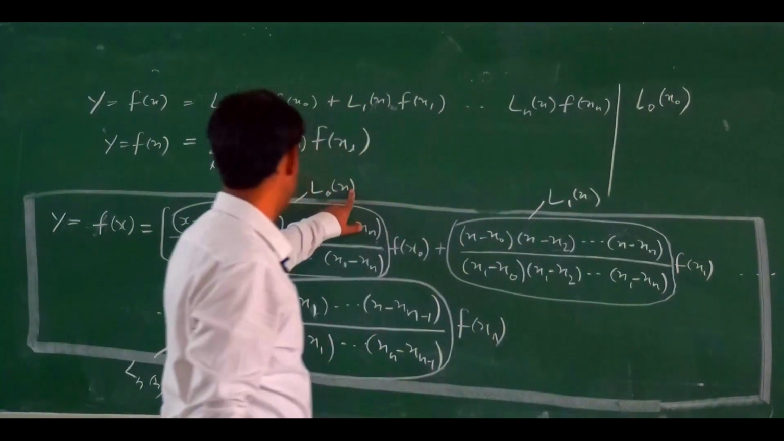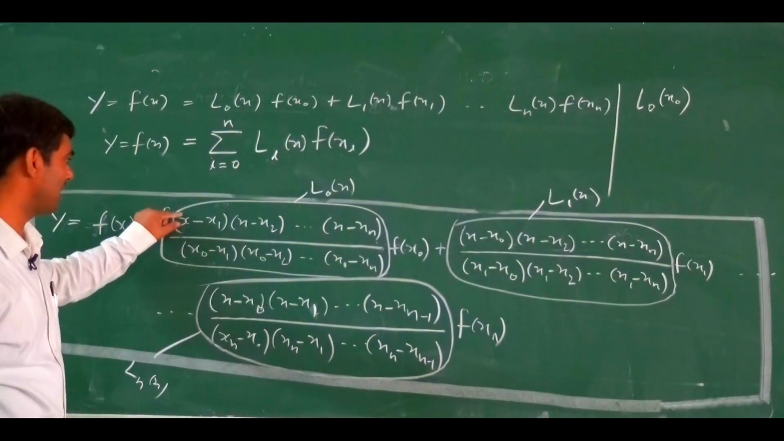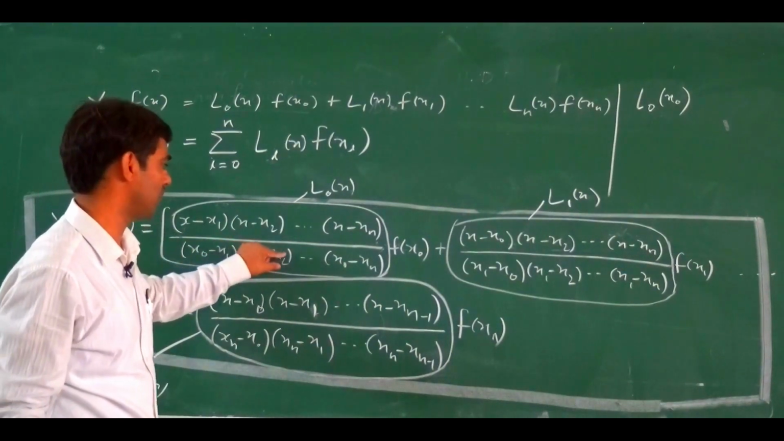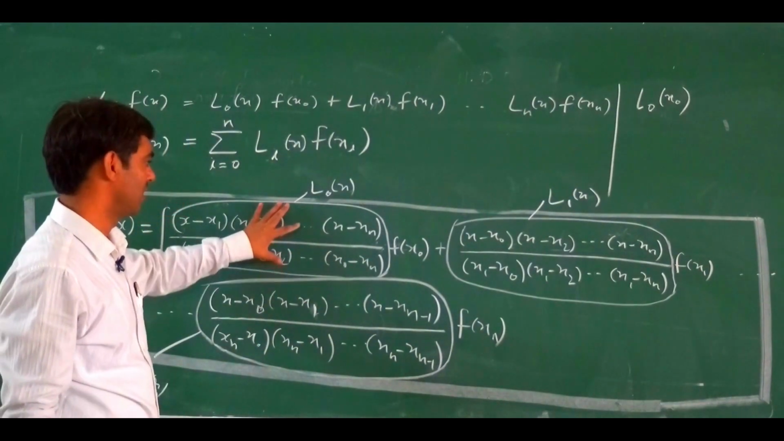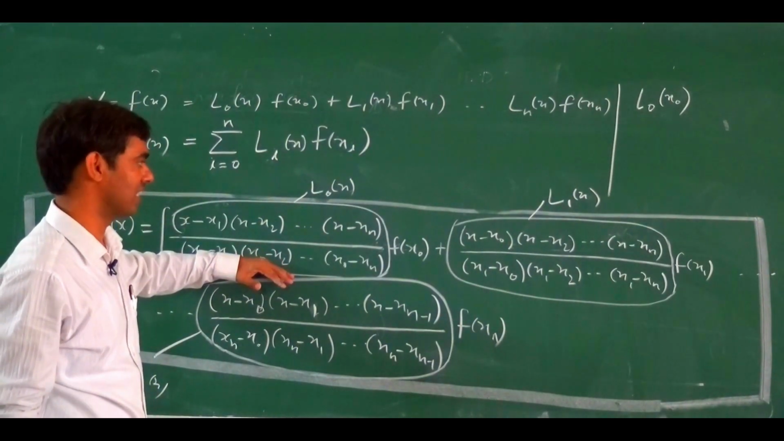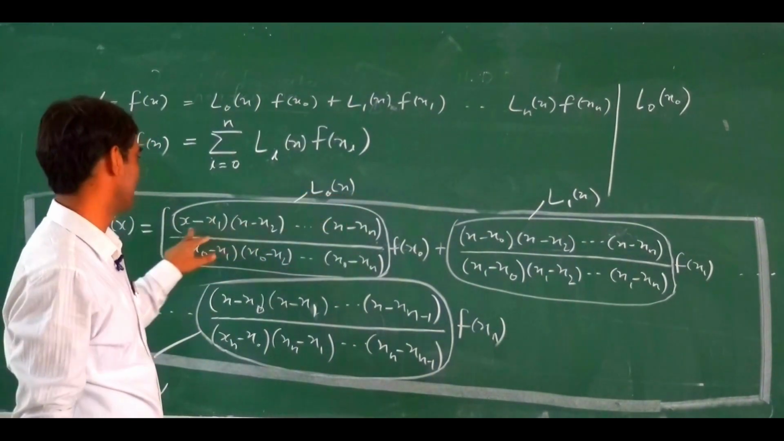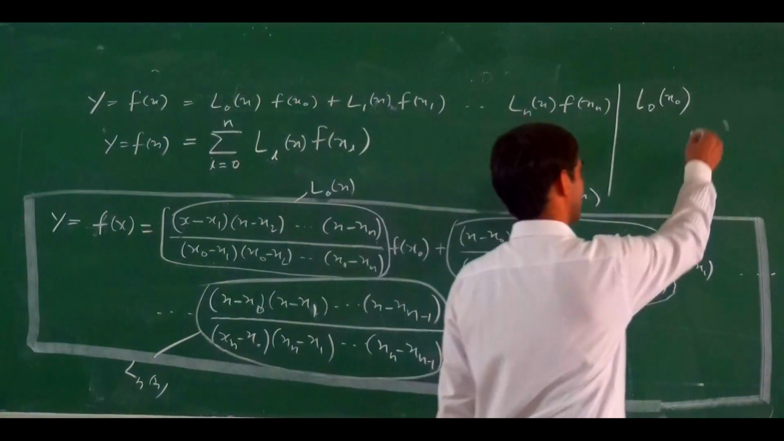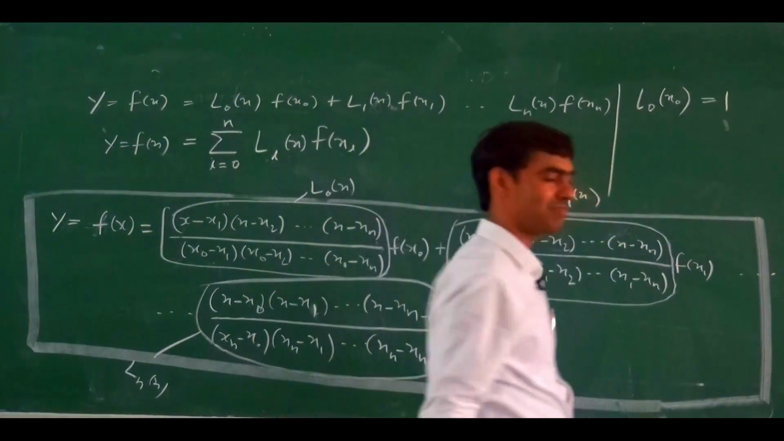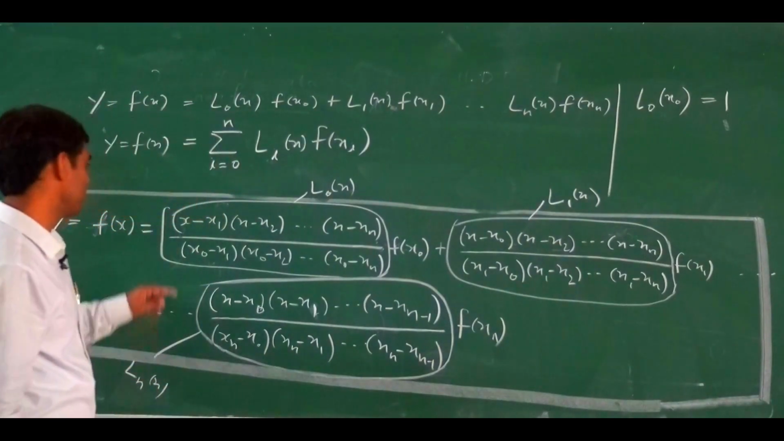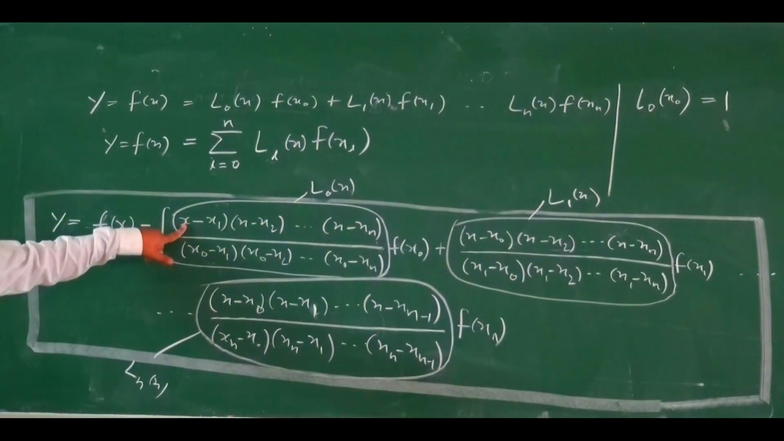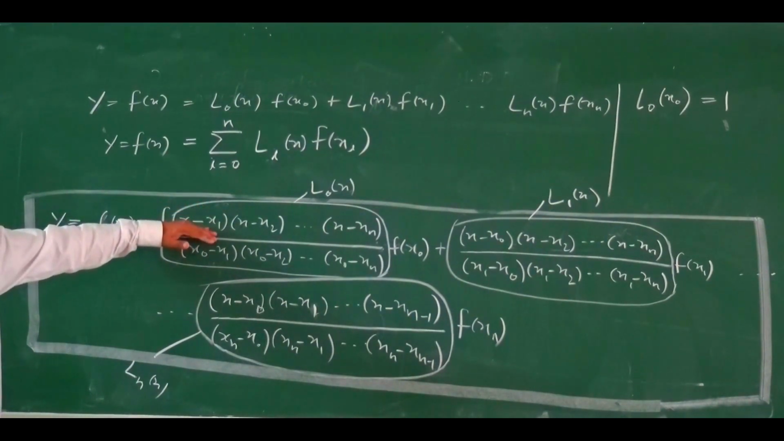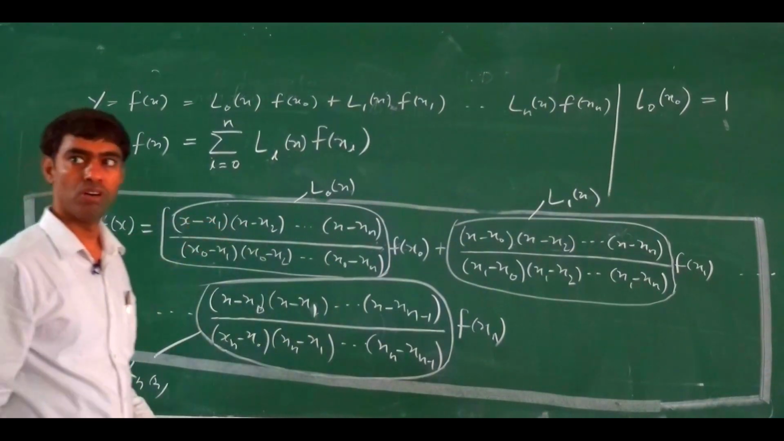So if we closely observe these Lagrange multipliers, what is the value of L0 of x0? In place of x we put x0. Then x0 minus x1, x0 minus x2 up to x0 minus xn, divided by x0 minus x1, x0 minus x2 up to x0 minus xn. The numerator equals the denominator, so the value is 1. And if we put x equal to x1, then x1 minus x1 becomes 0. If this becomes 0, then all the terms become what?